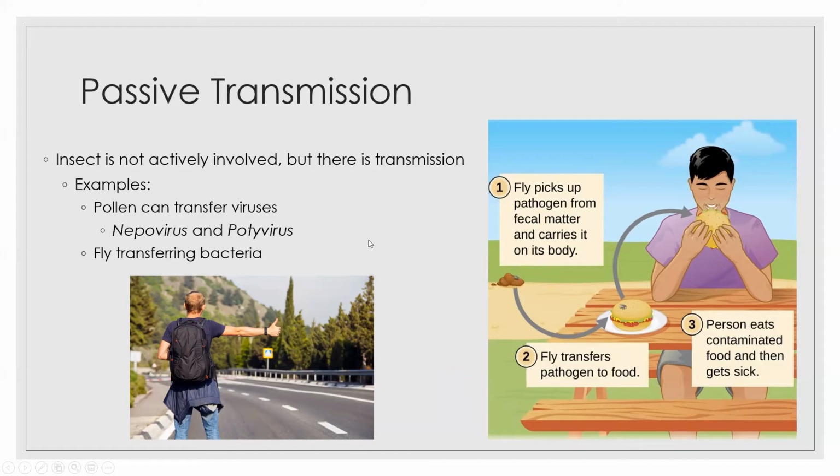Another example would actually be pollen can transfer viruses. Some viruses like Nipah viruses and viruses can infect pollen. And if an insect was to roll around in the pollen and then fly to a healthy plant and pollinate it, it would probably be spreading that virus through the pollen as well. And so I rate passive transmission a hitchhiker when it comes to getting around.